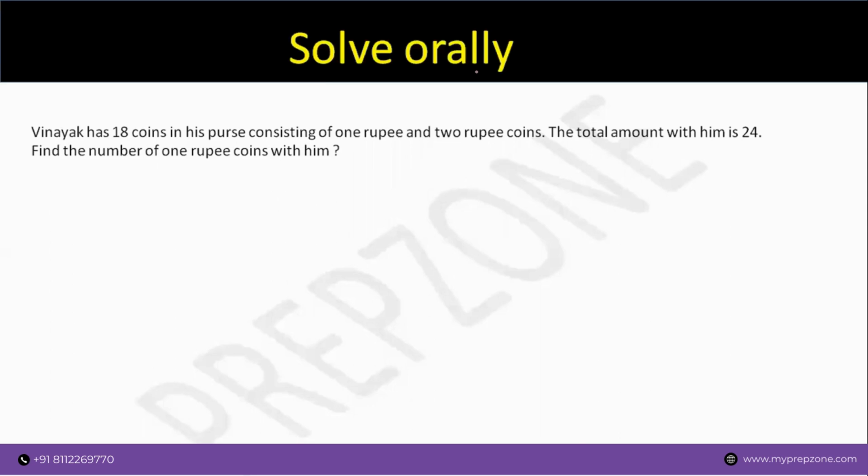I think we have answers. 1 rupee, 12 coins; 2 rupees, 7. Very, very good. Okay. Answer is correct. Of course, this could not have been wrong. Find the number of the coins.